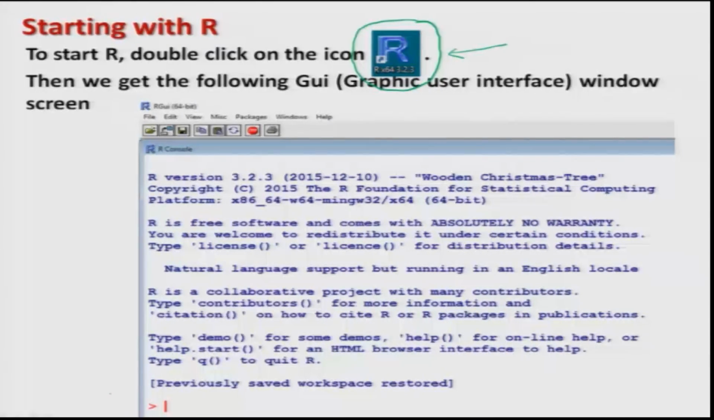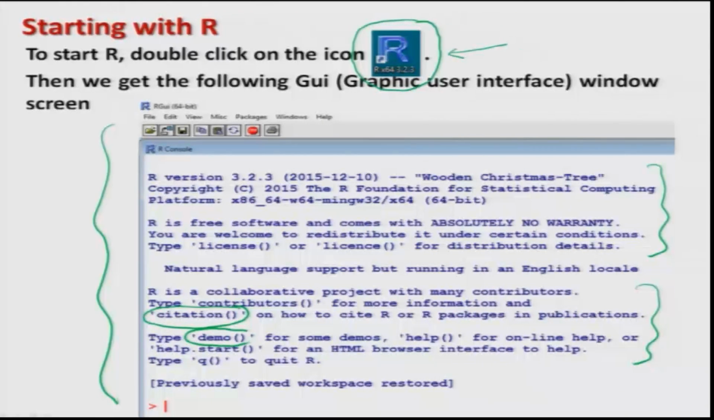Now I have taken a screenshot of the R GUI, and this is pasted over here. Let us see what is in this window. The first two paragraphs give you the details about the R software, and the last two paragraphs give you different options. For example, how to get a citation, how to obtain the demonstration of a particular function, how to get help, how to quit the R program and so on. If you read it, you will get information about this.